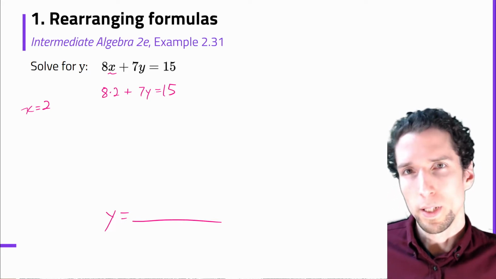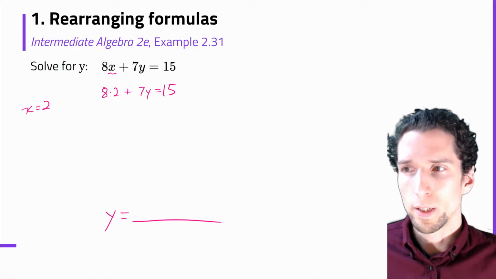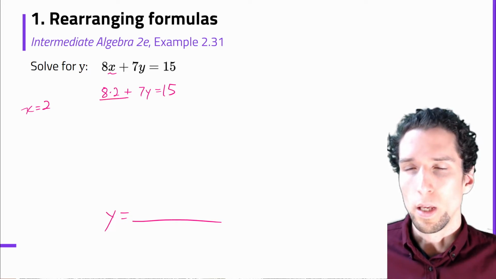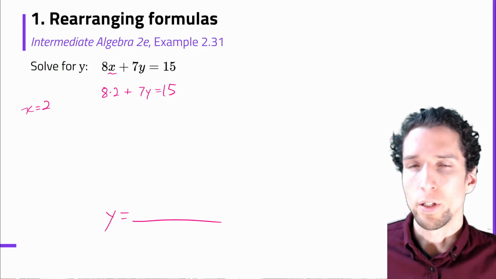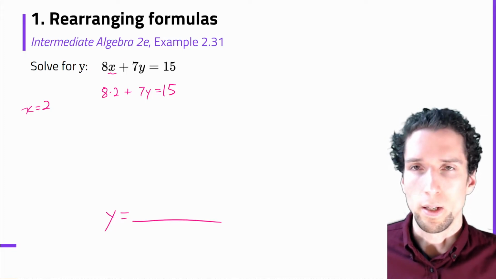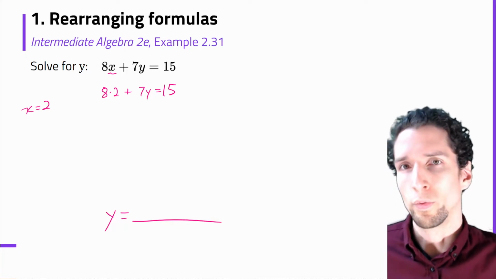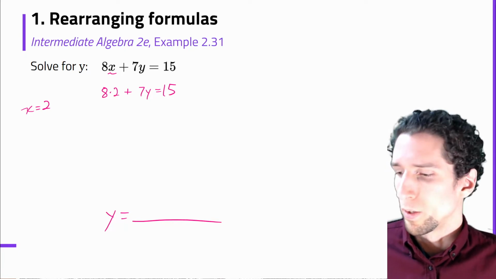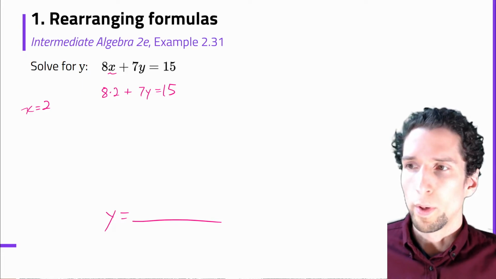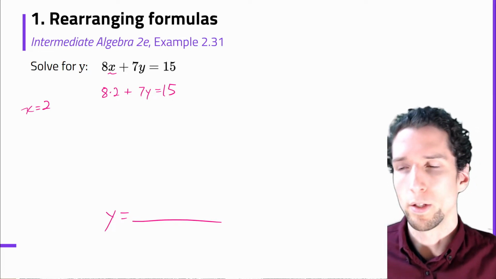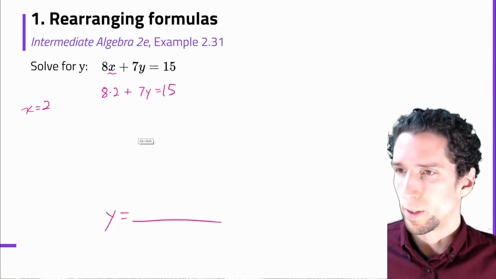The one thing about this technique is do this, but don't actually evaluate the things here. Like don't actually do 8 times 2 and then that's 16. So don't do that. Just leave the two numbers separate and just kind of move them as a group. So what we would do here is we would just subtract 16 from both sides, right? Or subtract 8 times 2 from both sides.